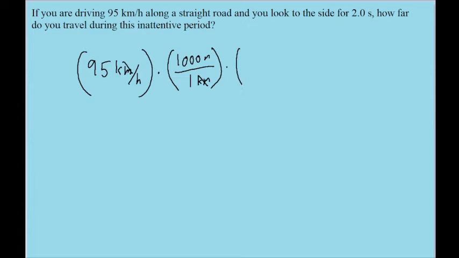And the second one will have to be related to time. So the hour is in the denominator here, so I'll put 1 hour in the numerator so that that cancels out. And in 1 hour there are 3,600 seconds. So when we make this calculation, we find that the car is moving at a speed of about 26.389 meters per second. Your calculator will actually give a more precise number than this, so if you want extra precision in your final answer, save that number in your calculator for later.